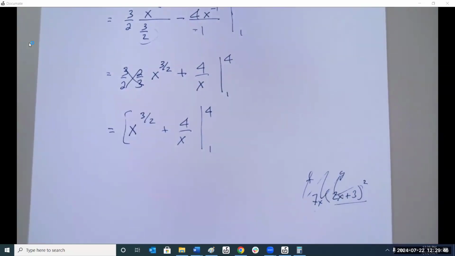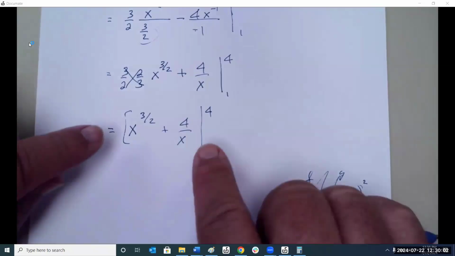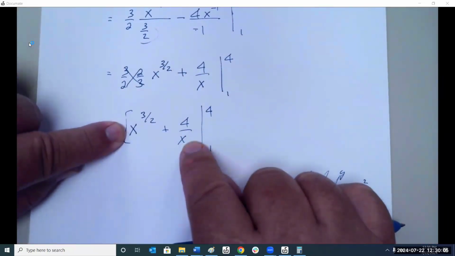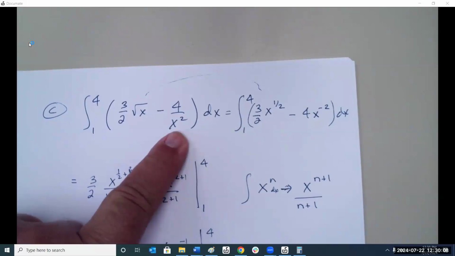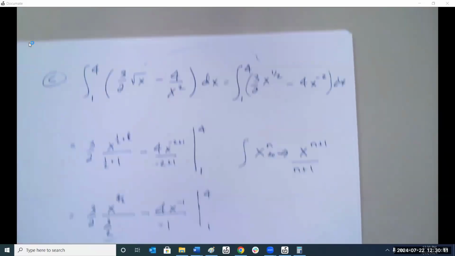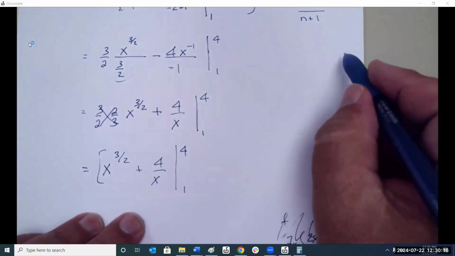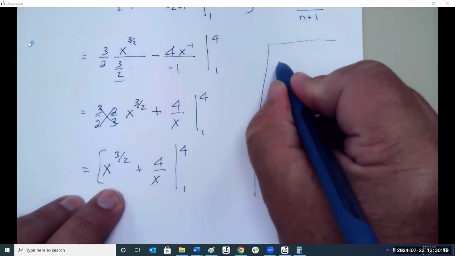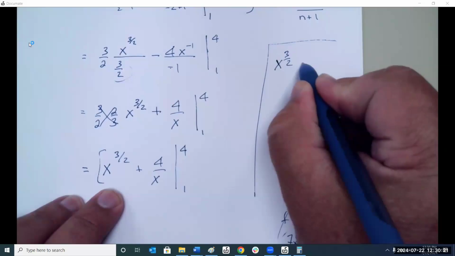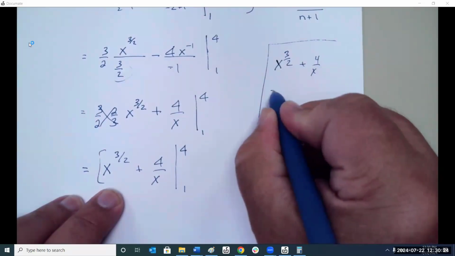Okay, so in the example we're doing now, we're not finding the derivative. This is the original function. If we take the derivative of this, we'll end up with this. This is the derivative of this. That's the way to check it. If you do this correctly, let's check it. X to the power 3/2 plus 4/x.